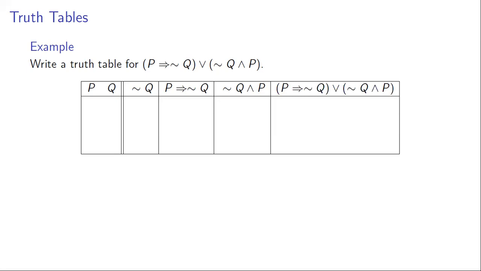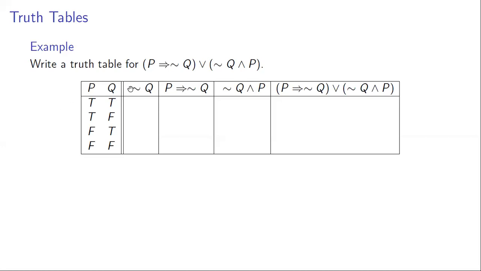So first, we have to fill out all the possible values of P and Q. So we use our standard procedure. In the right column, we put alternating true and false: true, false, true, false. And then in the left column, we put groups of two: true, true, false, false.